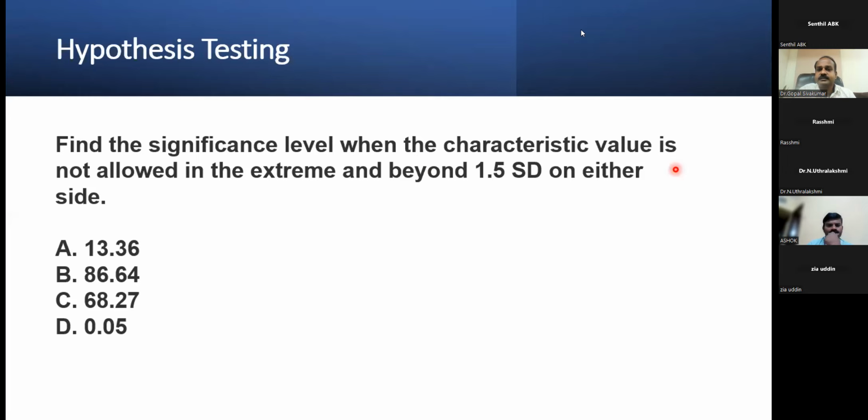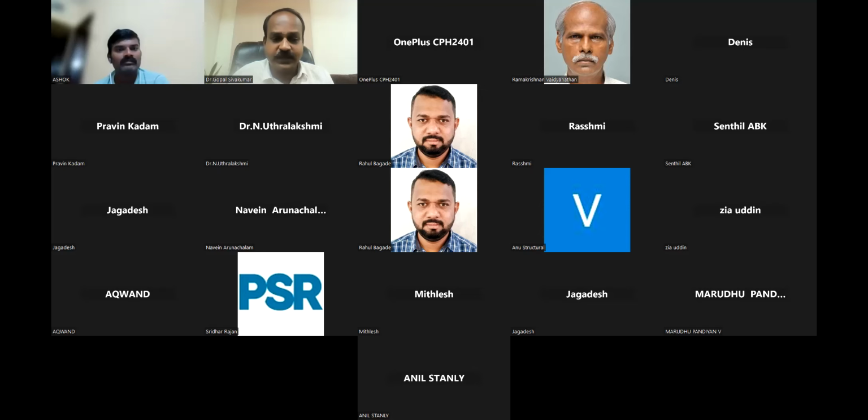Yes, sir. They are saying that the characteristic is shifted beyond 1.5 standard deviation. But what is the characteristic? We don't know. What is the average? Not mentioned. This is the exact scenario where you can use standard normal distribution. Let's see how we can handle this.